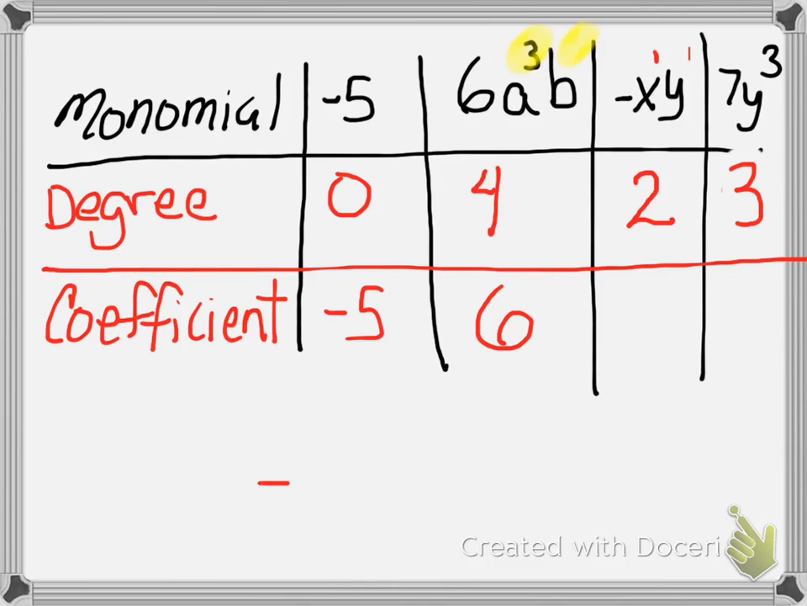If I look at the example -xy, there's no number. Let me write it down here for a second. There's no number right here in front. But what's really there is a 1. It's understood that there's that coefficient of 1 right there.